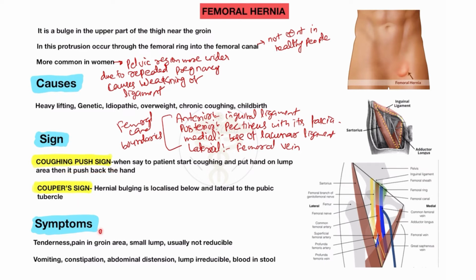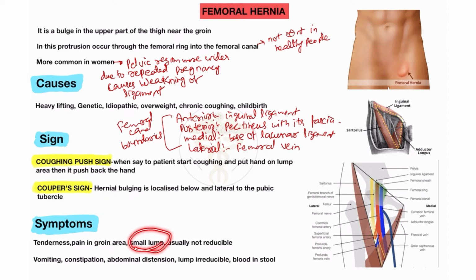Last is the symptoms. After that I will discuss the diagnosis and treatment. First, symptoms of femoral hernia: tenderness occurs in this region. The patient feels tenderness in this region, and also pain in the groin region. Here you will see the patient has pain in the groin region, but below the inguinal line.